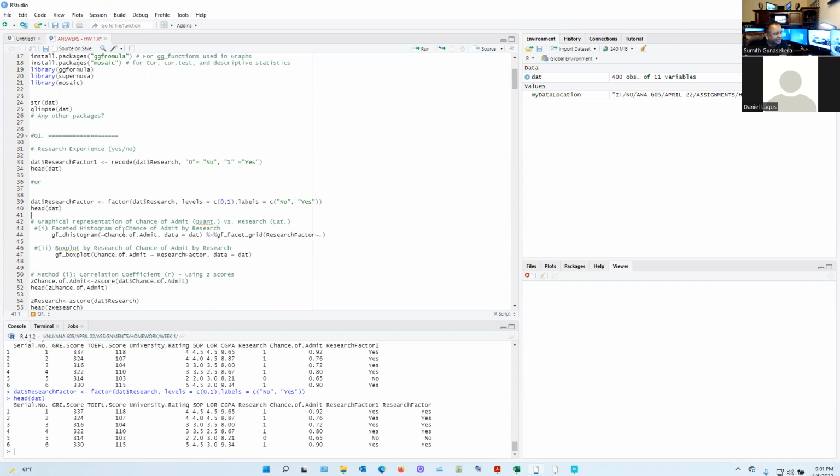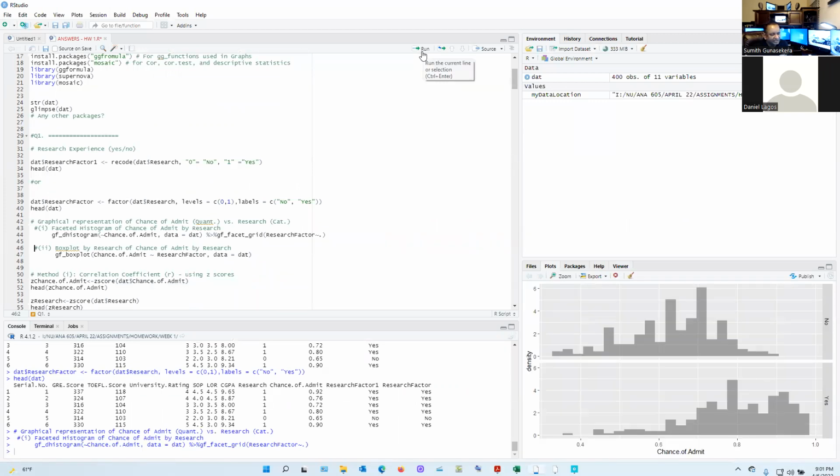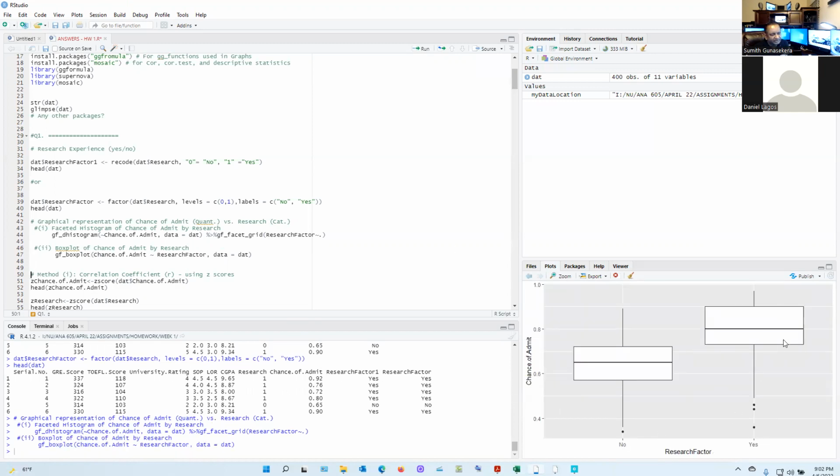And you can go first with a faceted histogram of chance of admit by research. Like that, you can see the people with the research experience versus people without experience, how they distinguish from each other. Or you can compare and contrast, sorry, the explored by, what's this? No, box plot. Chance of admit by research. Box plot of chance of admit by research. See, chance of admit, and then two categories.